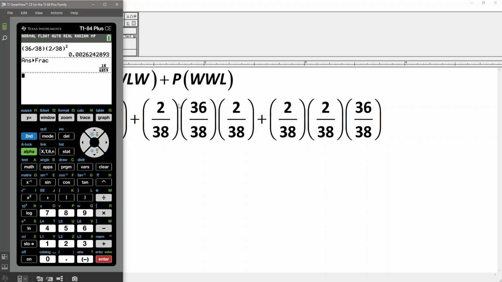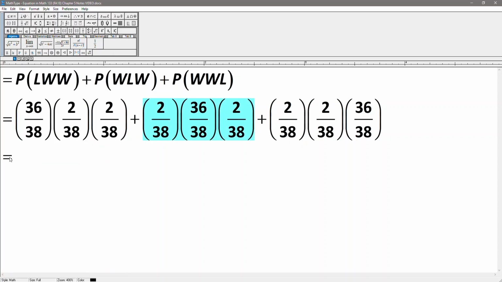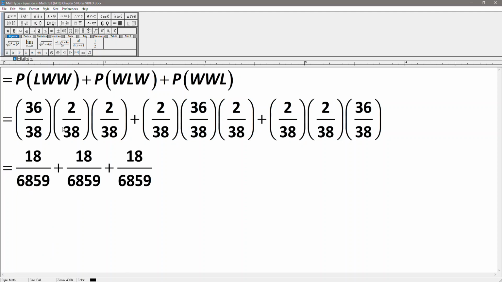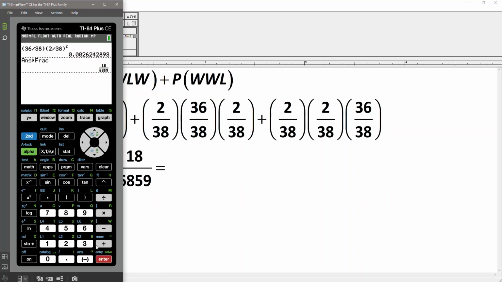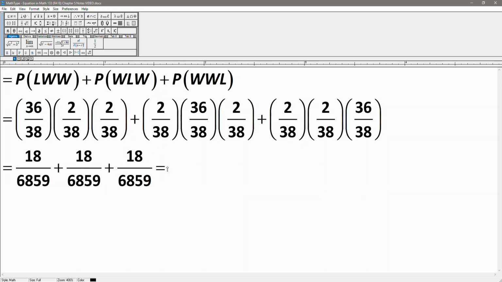So each of these fractions is 18 over 6859, and there's 3 of them. So let me type that up. All right, so then 18 plus 18 plus 18 is 3 times 18. So 3 times that answer would be 54, because 3 times 18 is 54.